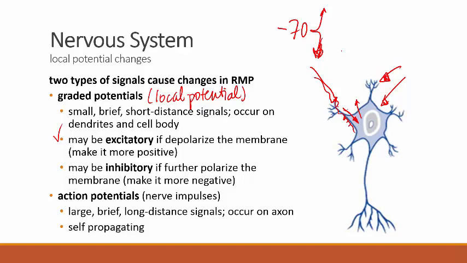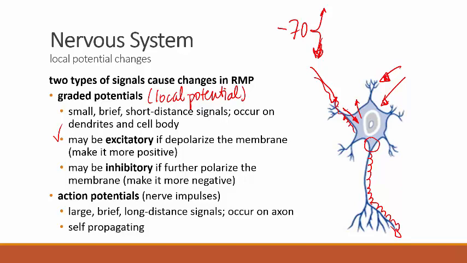Action potential, you ask? What the heck is that? Well, it is a large but also brief signal that self-propagates, that will spread all the way down an axon, and can go very long distances, say all the way down the length of your leg, through the axon, the branches at the end of the axon, reaching the axon terminal at the very end of the axon branches. So action potentials occur on the axon only, and they can be self-propagating.